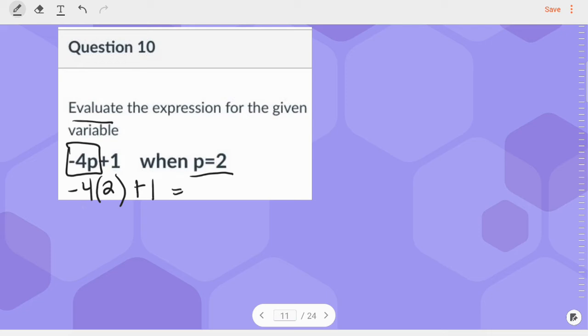And I'm going to simplify. Remember to do multiplication before addition. So negative 8 plus 1, which simplifies to negative 7.